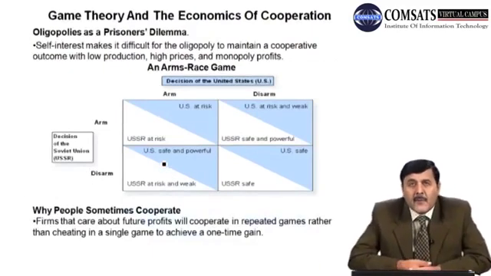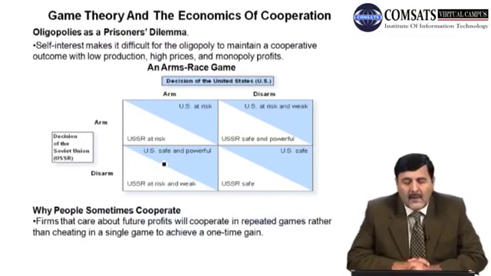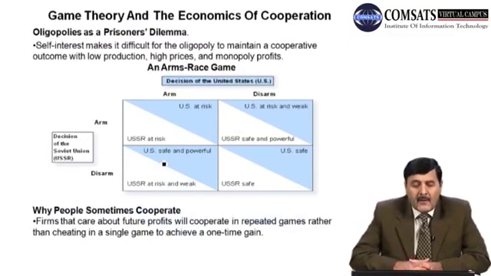Now we'll continue to explain the game theory and the economics of cooperation further, and oligopoly, with another example, where we'll try to explain that if each of the players considers only its own self-interest, then it is difficult for the oligopoly to maintain a cooperative outcome with low production, high prices and monopoly profit.